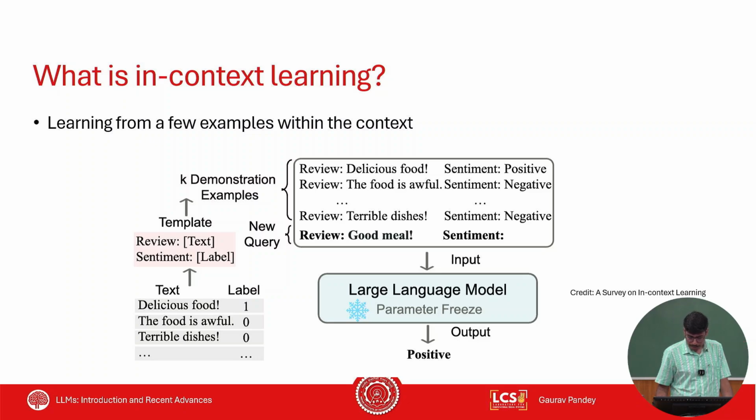So here, if you just give the review "good meal" and ask it to generate the sentiment, it might not be able to do it. But if you give these examples, review: delicious food, sentiment: positive; review: the food is awful, sentiment: negative, and so on, and then finally give your query example, review: good meal, what is the sentiment? Then the model is expected to extract the underlying task from these examples and be able to solve it.